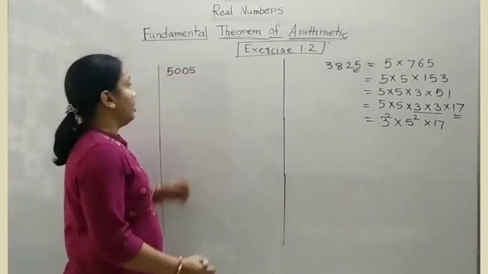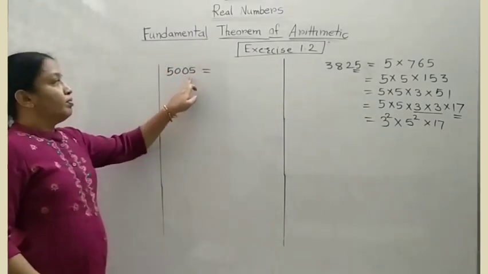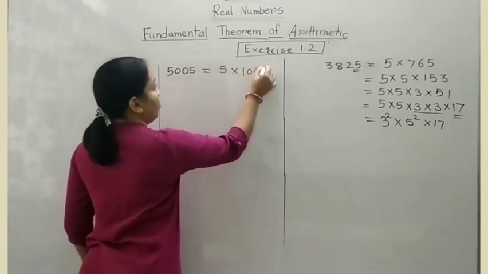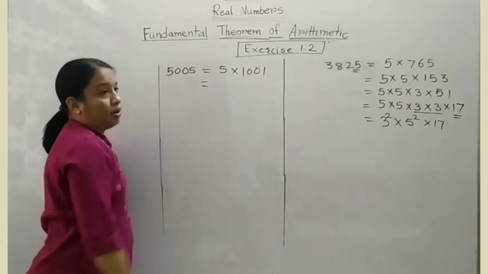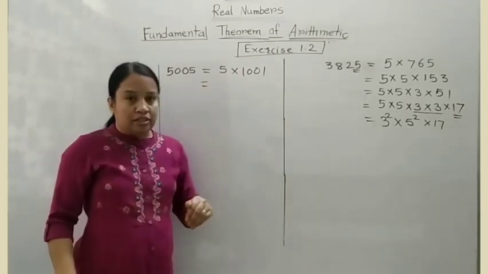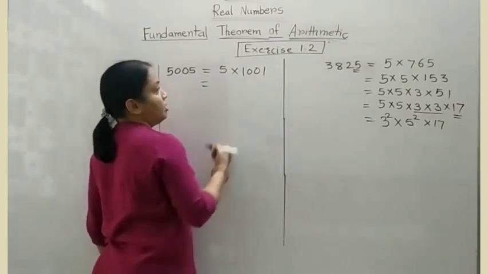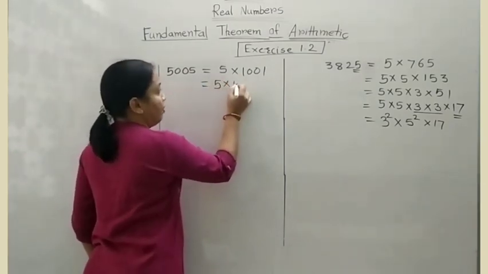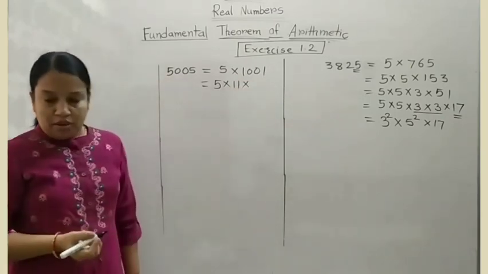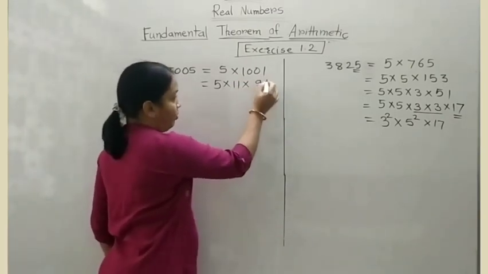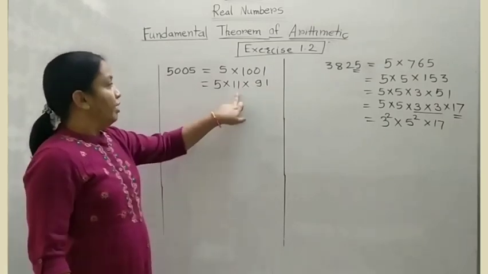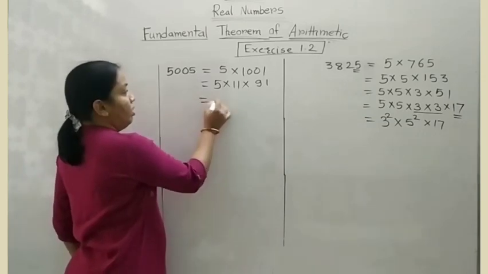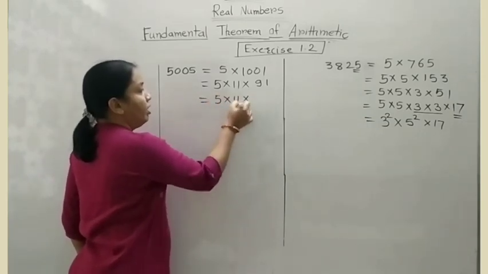Now let us see another example. Again 5 is there, so divide by 5, you will get 1001. Now apply the divisibility test on this number and you come to know that it is divisible by 11. Again, 11 is a prime number. You have to choose the prime number: 11 into 91. Is it correct? Okay, now 5 into 11 into 91.